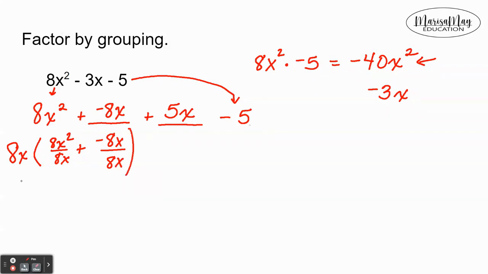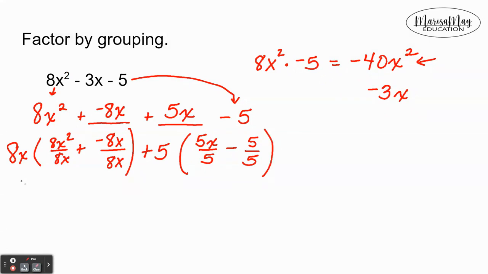Now let's do the same thing with the last two terms. We have 5x minus 5. What do they have in common? They have that 5 in common, don't they? So I'm going to put that 5 in front of a parentheses, and then I'm going to divide the 5x by 5 and the 5 by 5. That's a lot of 5s there.